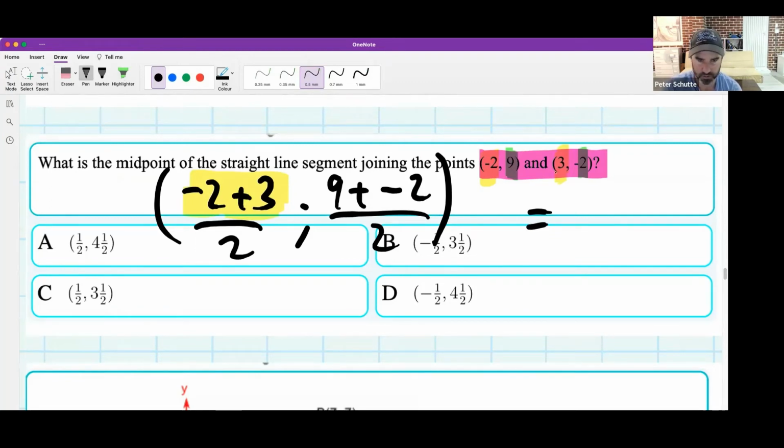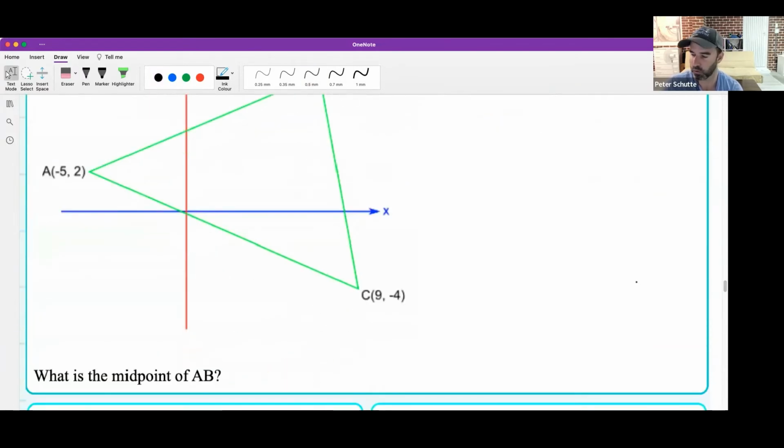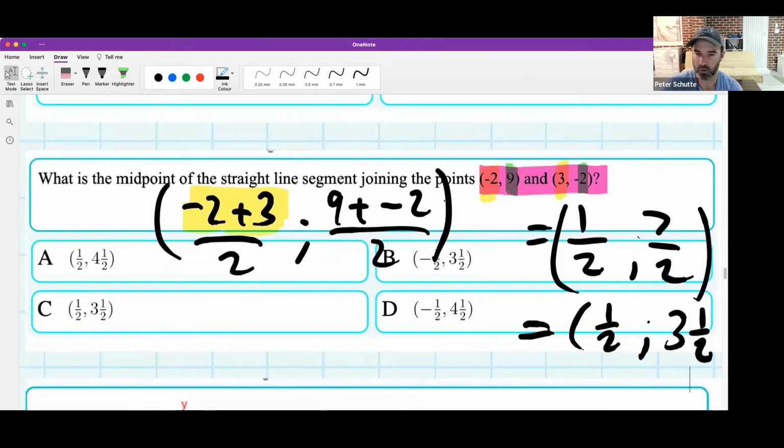So minus 2 plus 3 gives me 1, and the 2 stays there. 9 plus minus 2 actually gives me 7 over 2. Now, I don't see any 7 over 2s, but what I do know is 7 over 2 is the same as 3.5. And so my answer would be not B, but C. That would be my answer for the midpoint, which I think seems to be the majority of students.